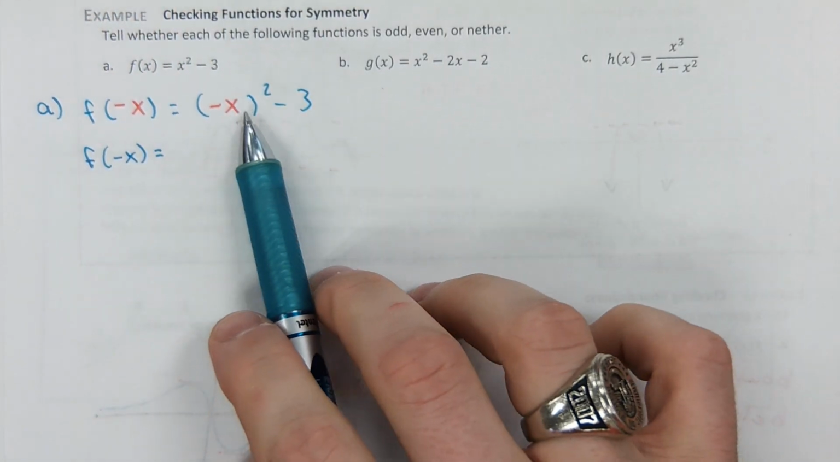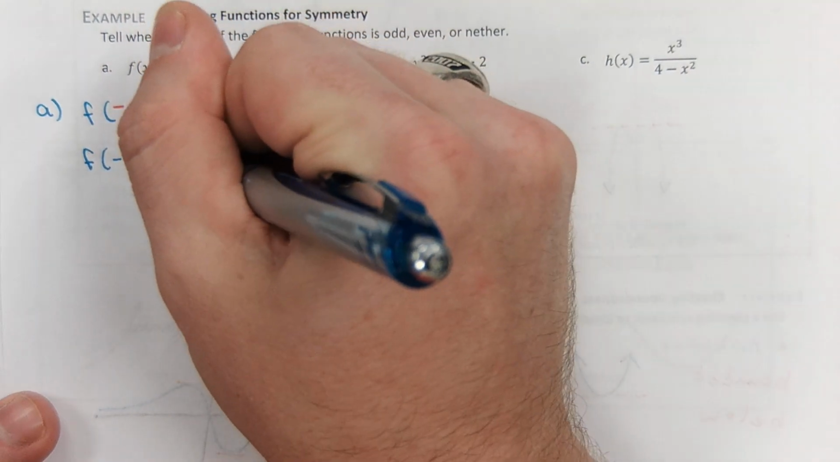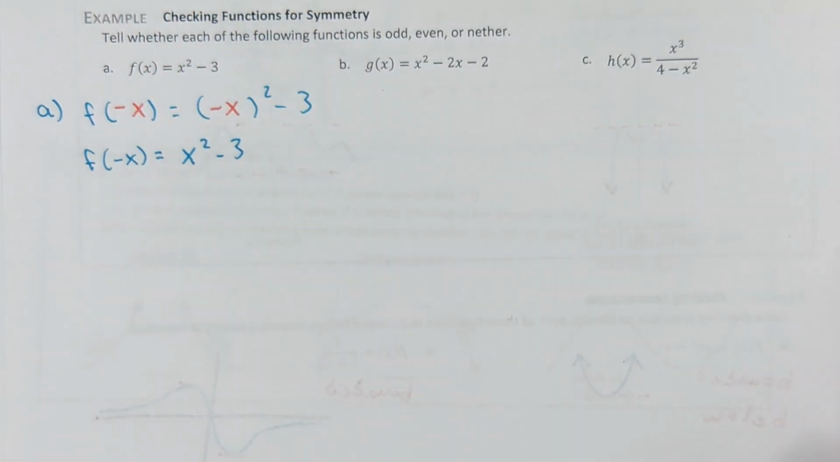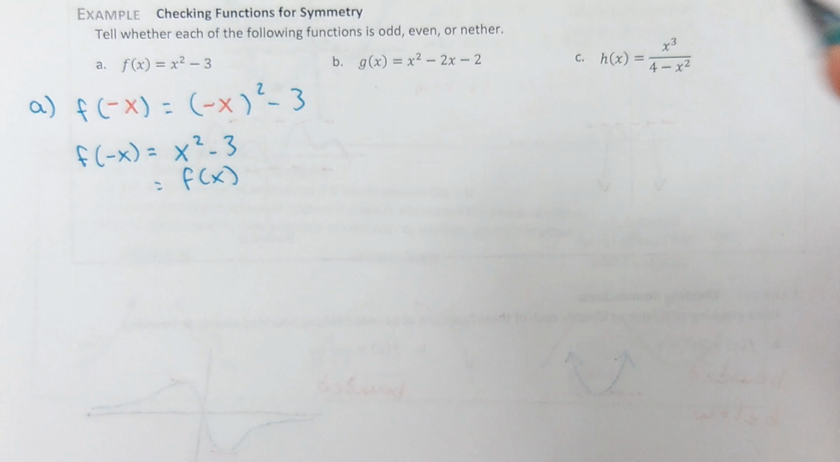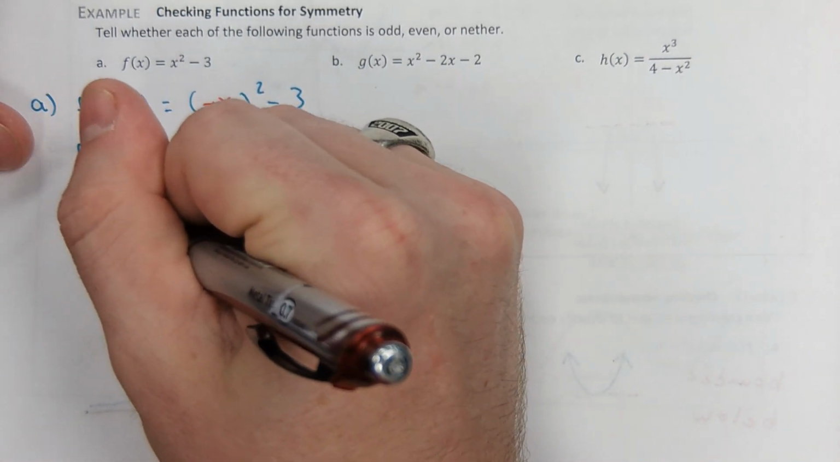This says take negative x and square it. That means negative x times negative x. When I multiply two negative numbers, what kind of number am I going to get? Positive, yeah. And anything times itself is just squared. And the last time I checked, x squared minus 3, that is f of x. So since plugging in a negative x did absolutely nothing, we would say that function f is an even function.